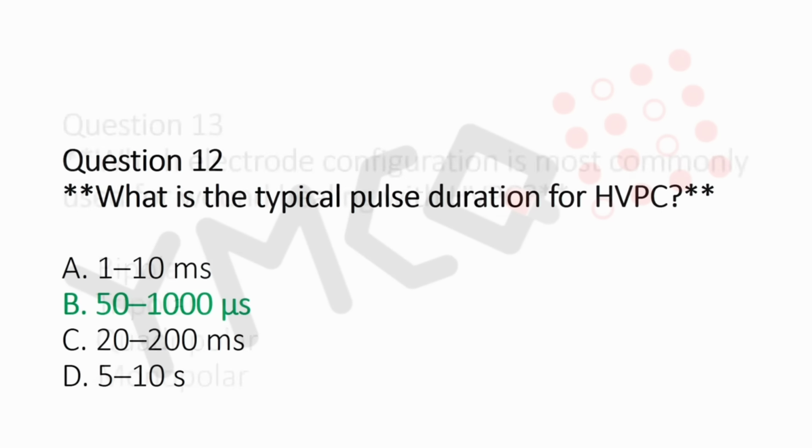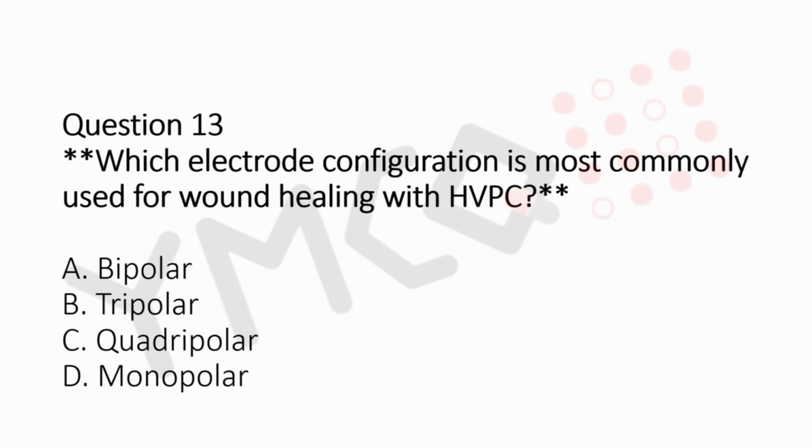Now let's move to question number 13. Which electrode configuration is the most commonly used for wound healing in HVPC? Option A, bipolar. Option B, tripolar. Option C, quadripolar. Option D, monopolar. And the answer is option D, monopolar.